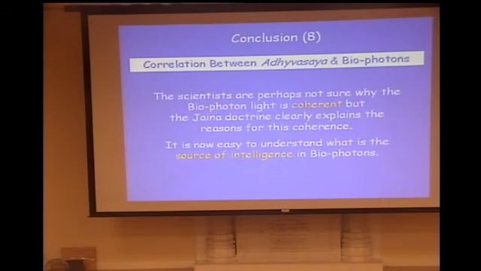We talked about coherency. Scientists are perhaps not sure why biophoton light is coherent, but Jain doctrine clearly explains the reason for this coherence. I don't understand this page, but I need to do further study on the reason for coherence according to Jain doctrine. It is now easy to understand what is the source of intelligence in biophoton.